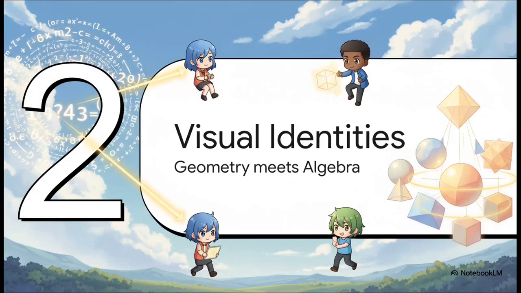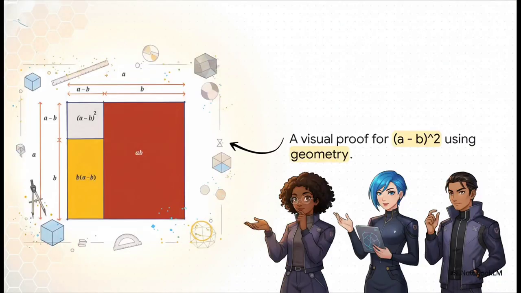Moving on to Section 2, Visualizing Algebraic Identities. Now, instead of just rote memorizing the letters for a minus b squared, let's actually look at the geometry here. If we start with a large square that has side lengths of a, the total area is a squared. We then split that side length a into 2 segments. One is b, and the remaining part is a minus b. The gray square in the top left represents our target, the actual area of a minus b squared.